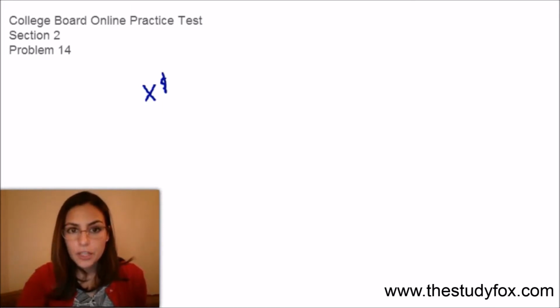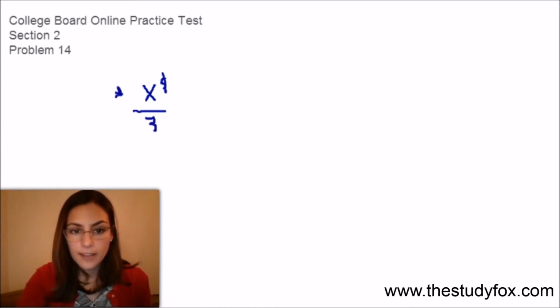instead of 3. So first, let's think about how many dollars a group of 3 people, each of them, would have to contribute. We know that the total is X, and we know that there are 3 people in the group. So they would have to contribute X dollars divided by 3 people.